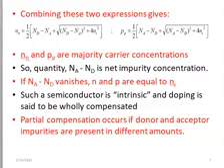But in a situation where we have partial compensation, that is, if the donor and the acceptor impurities are in different quantities, therefore Na minus Nd should not be 0. Likewise, Nd minus Na will not be 0.